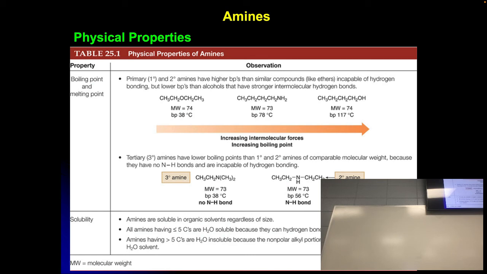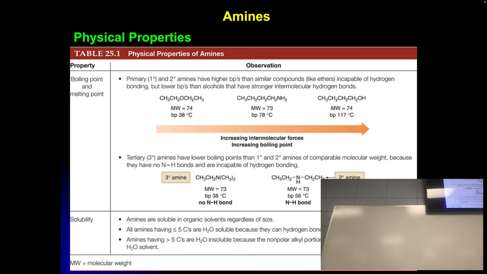Okay, so if you look at the molecular weights of all these, they're about the same, right? About 74, 73. But look what happens with the boiling point. So they all have the same molecular weight. This molecule boils at 38 degrees Celsius. What's the temperature of the human body? 37 and a half. Yeah, pretty close to 38, right? So if you're running a little bit of a fever, you can actually boil this molecule.